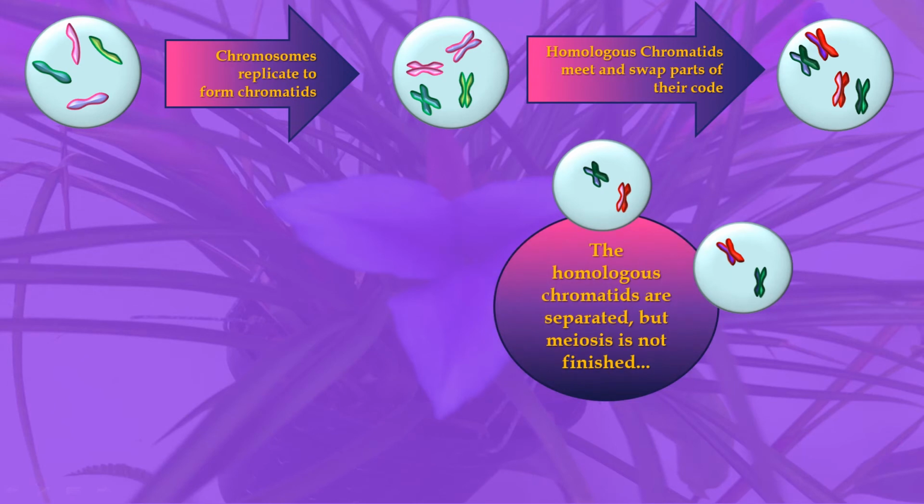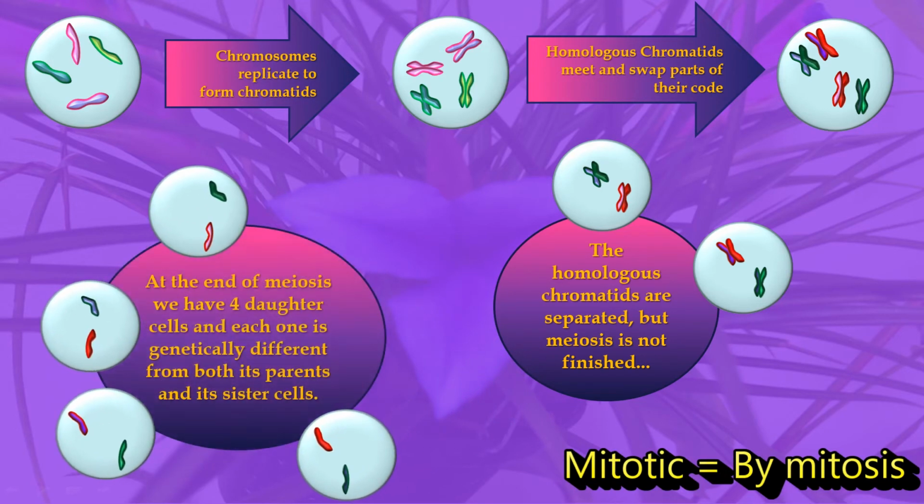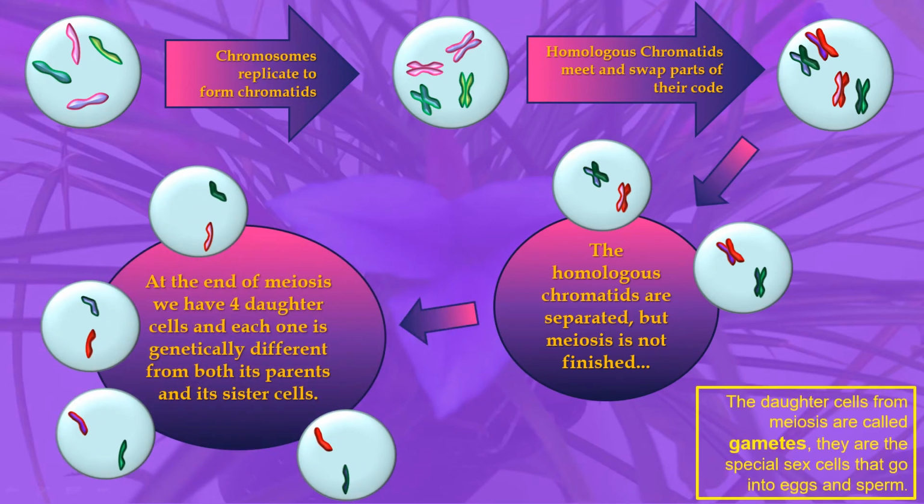The next stage is that the chromatids line up at the center and have a mitotic division, and at that point we end up with 4 daughter cells. Each cell is a haploid cell with N chromosomes, and the chromosomes are all different colors from each other and from the parent cell. These are called gametes, which we mentioned above, and these are the special sex cells that go into eggs and sperm.